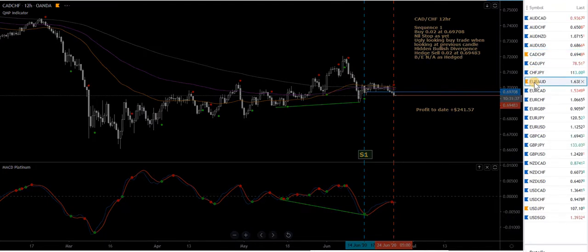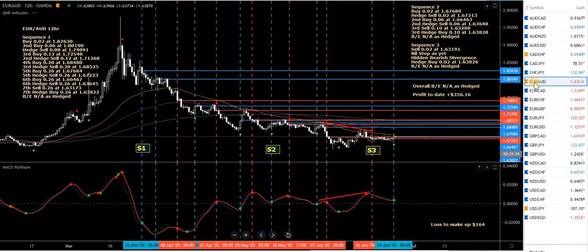Euro Aussie. Now this is a little bit different. That was easy. This is my dog's breakfast on the 12-hour charts. A lot happening. So we've got sequence 1, sequence 2, sequence 3. So sequence 1 is over here. Here's all the trades. Sequence 2 is here. Here's all the trades. Sequence 3.